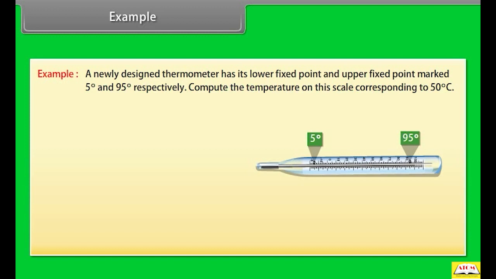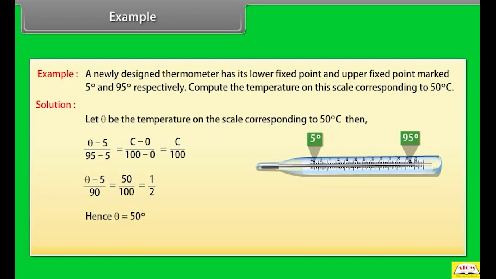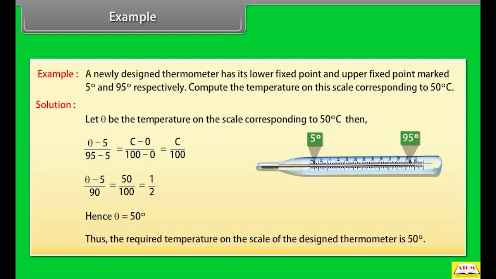Let's see the solution. Let theta be the temperature on the scale corresponding to 50 degrees Celsius. Then (theta minus 5) upon (95 minus 5) is equal to C upon 100. On simplifying, we get (theta minus 5) upon 90 is equal to 50 upon 100. Hence, theta is equal to 50 degrees. Thus, the required temperature on the scale of the designed thermometer is 50 degrees.